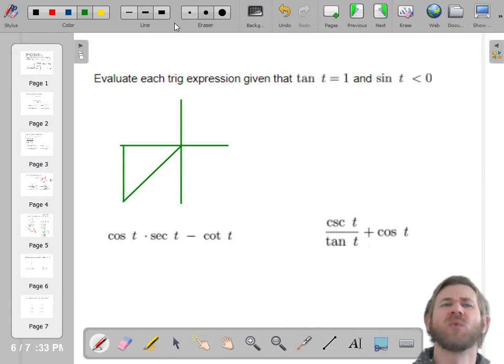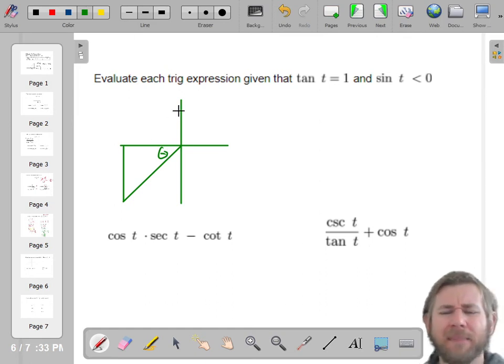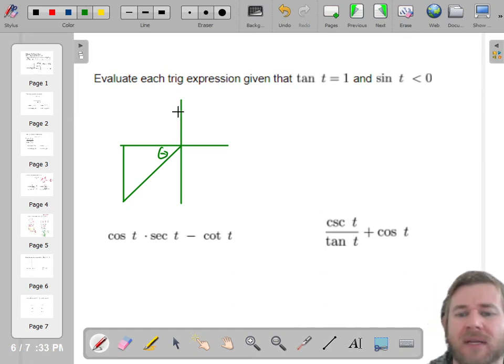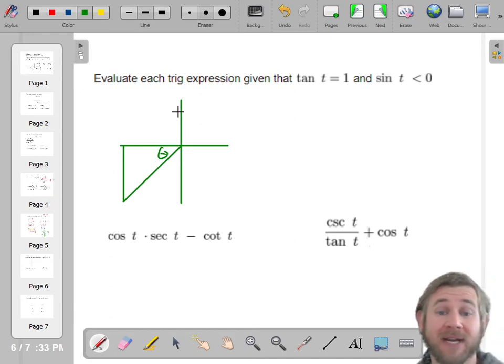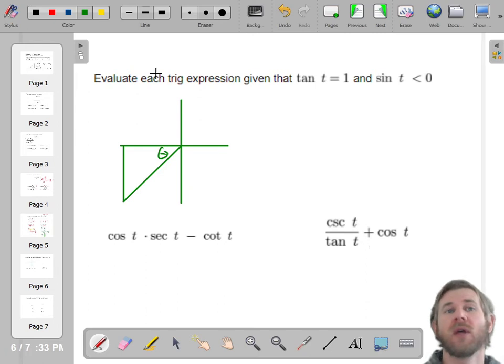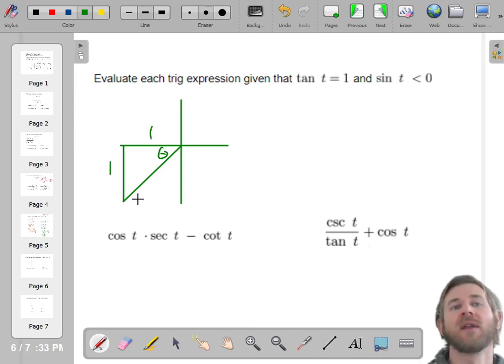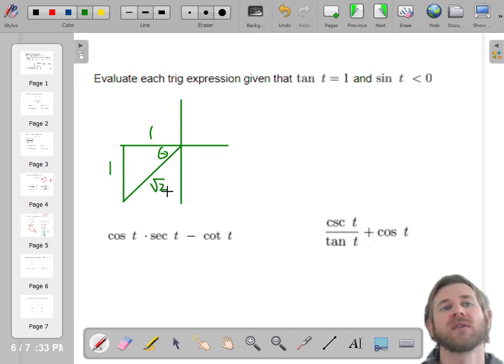Now, it says tangent is 1. So how do you make tangent 1? When would opposite over adjacent be 1? When the sides are the same in an isosceles triangle? So you could probably just go 1, 1, and then do the Pythagorean theorem. 1 squared plus 1 squared is 2, and then we'll call this radical 2.